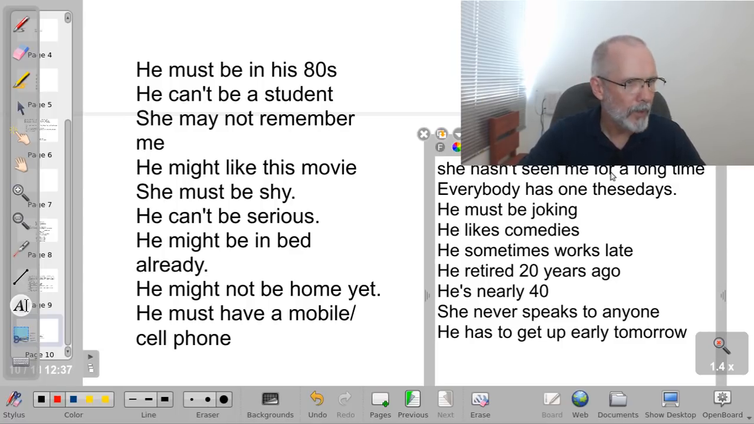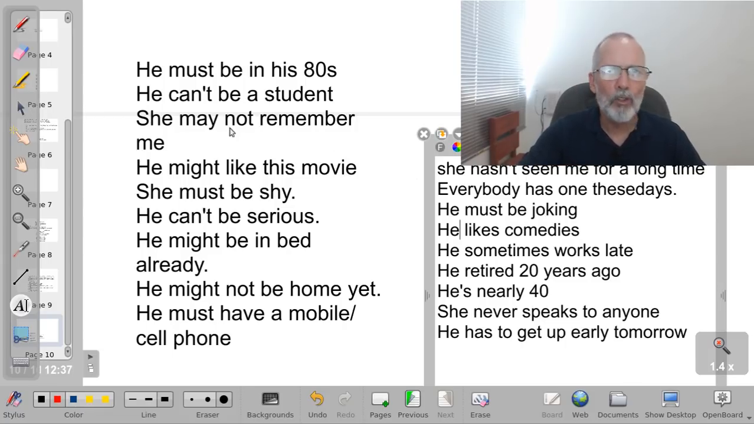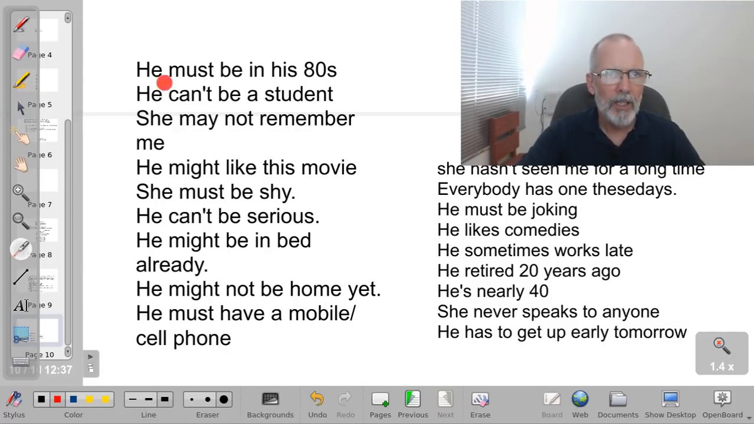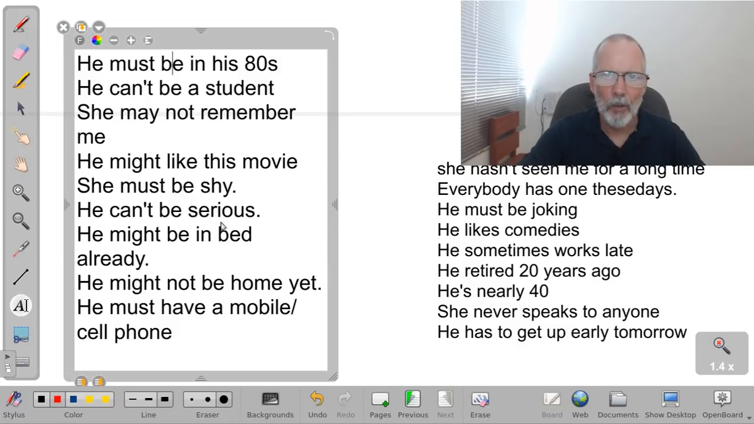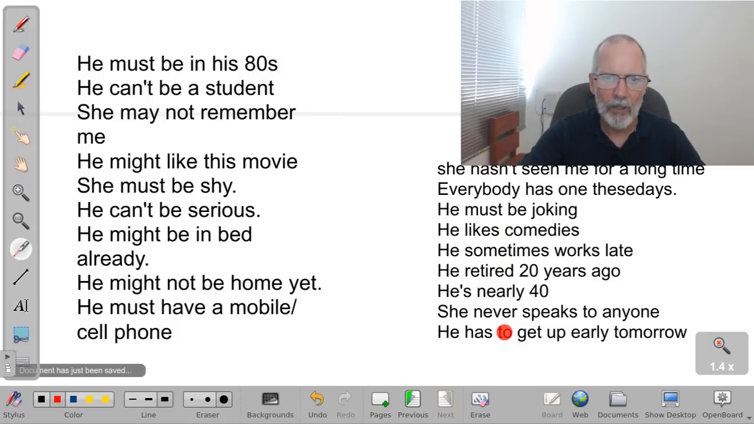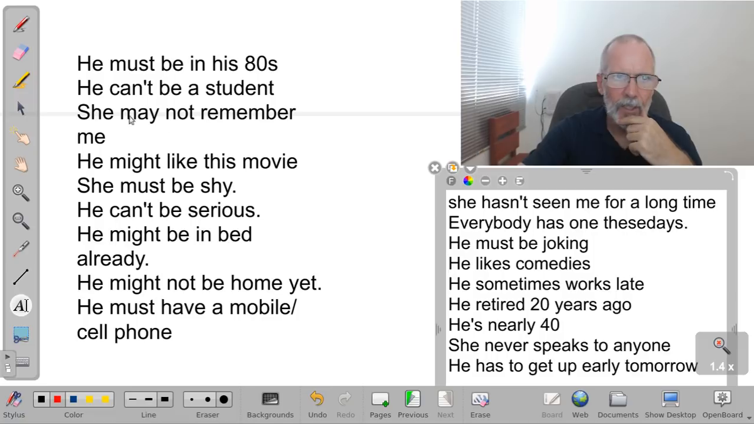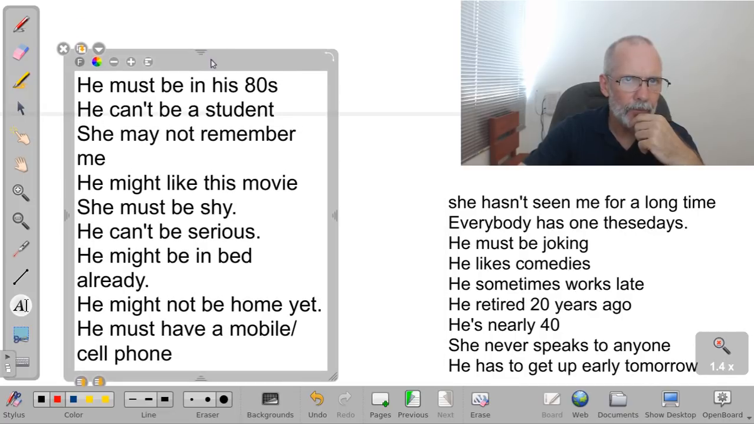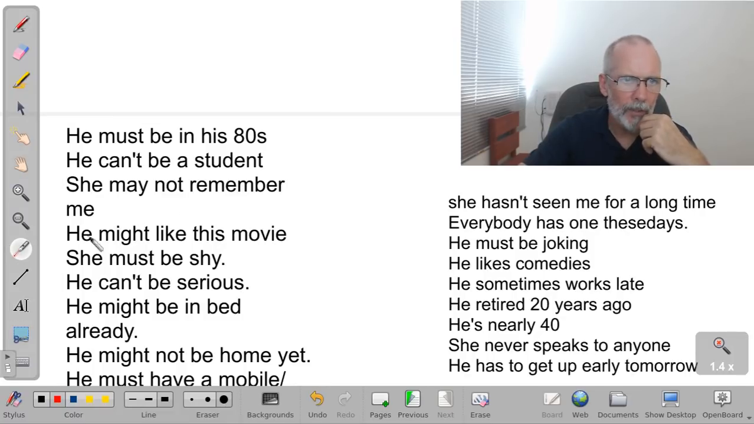Okay, these are the two halves of the sentences, so you have to join the two halves. Basically, in the first one I have, he must be in his 80s. What is the second part of this sentence from the list down here? How can I finish this sentence? He must be in his 80s. Which one do I need here?